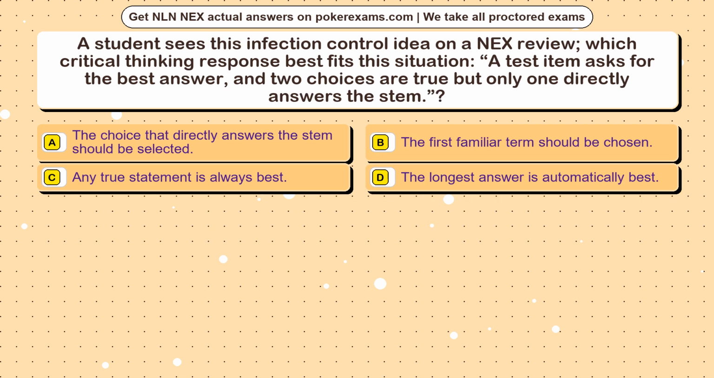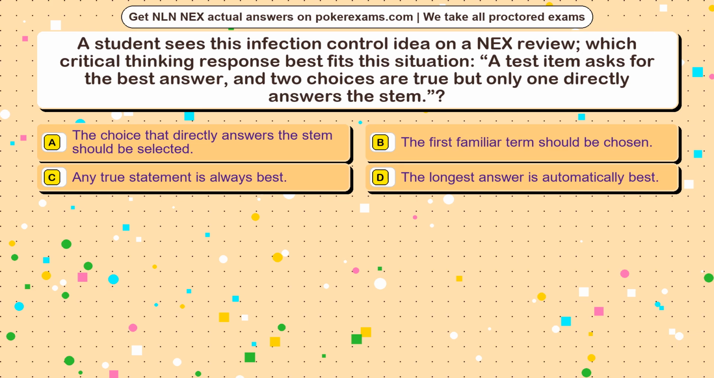Question 10. A student sees this infection control idea on a NEX review. Which critical thinking response best fits this situation? A test item asks for the best answer, and two choices are true but only one directly answers the stem. Option A. The choice that directly answers the stem should be selected. Option B. The first familiar term should be chosen. Option C. Any true statement is always best. Option D. The longest answer is automatically best.